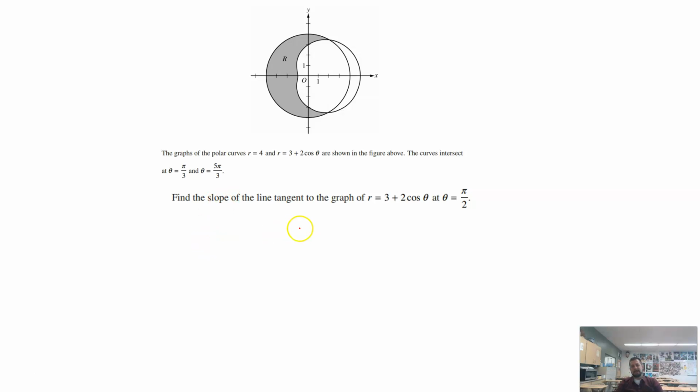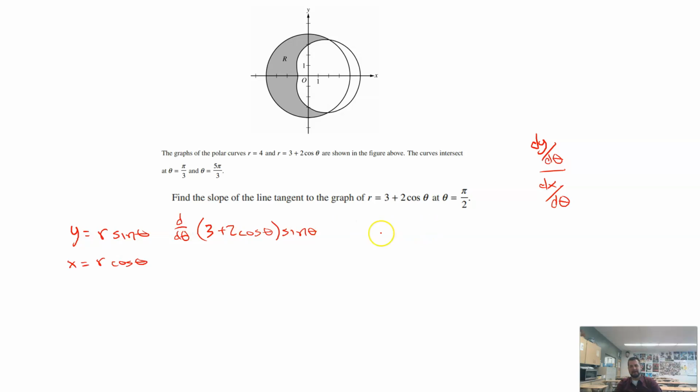Letter B wants us to find the slope. So in order to do that, we have to go dy d theta divided by dx d theta. Now I know that doesn't seem like a big deal until we realize that y is equal to r times the sine of theta, and x is equal to r times the cosine of theta. The r in question is 3 plus 2 cosine of theta, so I have to go 3 plus 2 cosine of theta, and then multiply that by the sine of theta. We're going to take the derivative of that, so I'm going to go first times the derivative of the second. So I go 3 plus 2 cosine of theta, and then we multiply that by the derivative of the second, which is cosine of theta, plus the second, sine of theta, times the derivative of the first. The derivative of 3 plus 2 cosine is negative 2 sine of theta. So there's dy d theta.